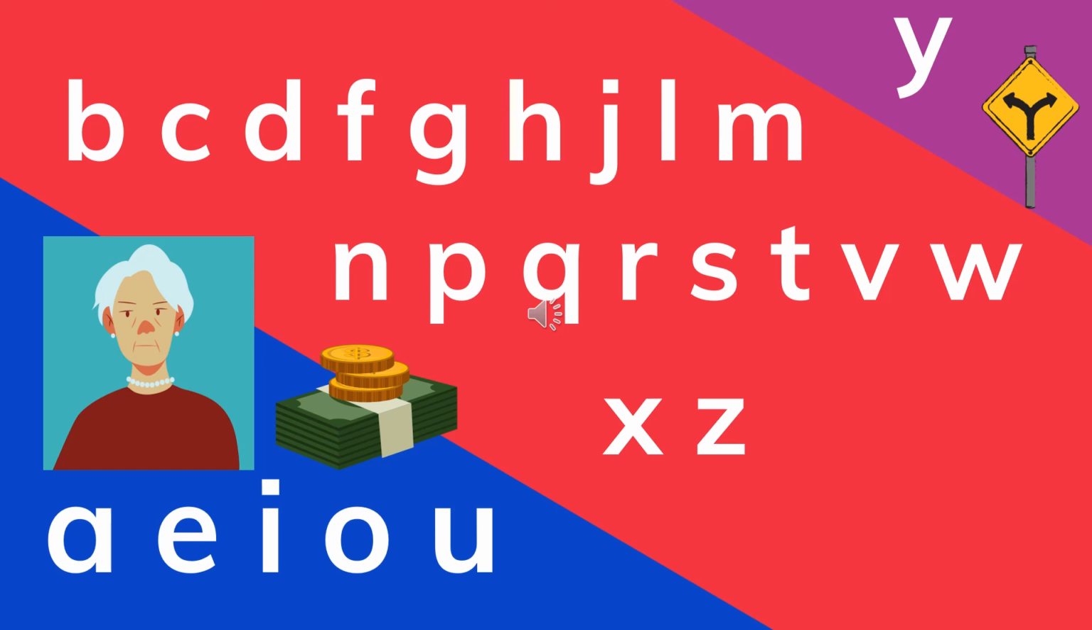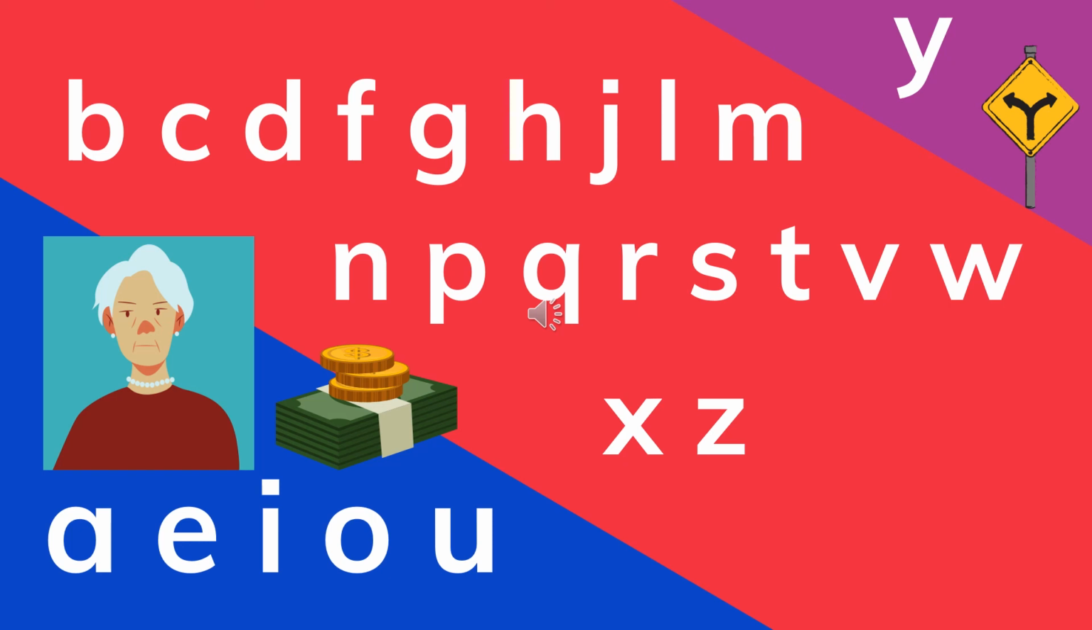Everything with a red background is a letter called a consonant. Consonants are basically any letter that is not a vowel. So vowels, there's only five. Consonants, as you can see, there are quite a lot.